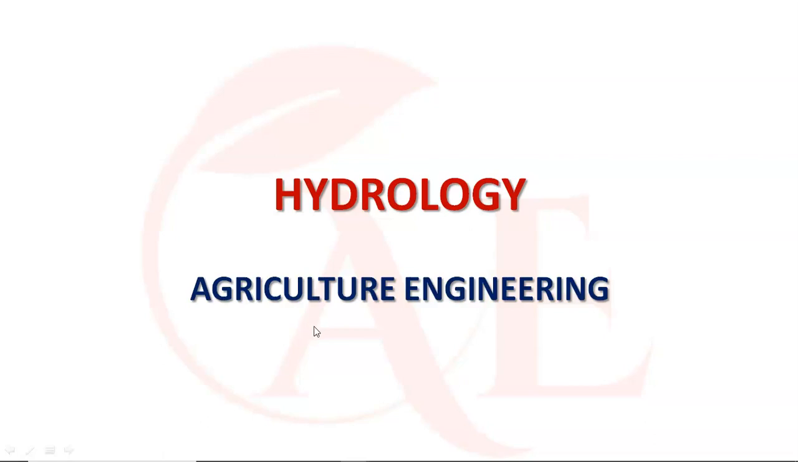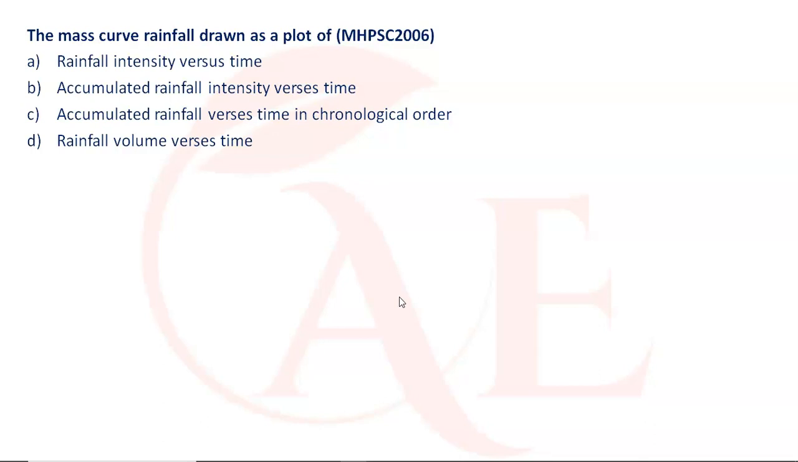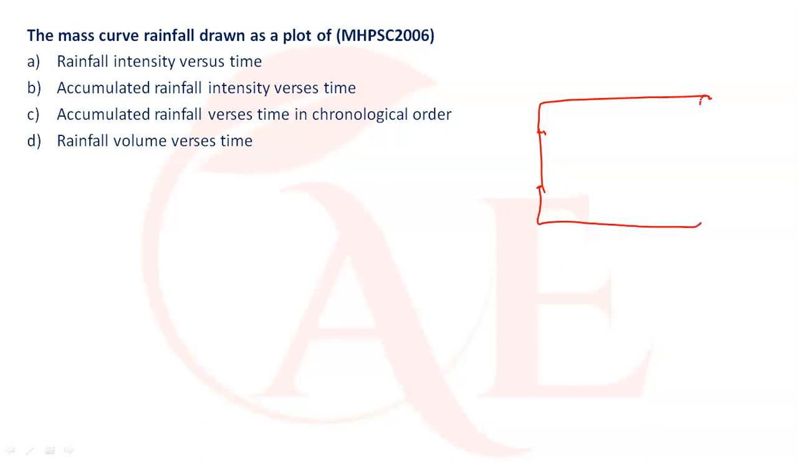So second part. We move on to the first question. The mass curve of rainfall is drawn as a plot of what? So here you can draw this. This is the mass curve of rainfall. It is a plot of accumulated rainfall versus time in a chronological order. Option C is the correct answer.